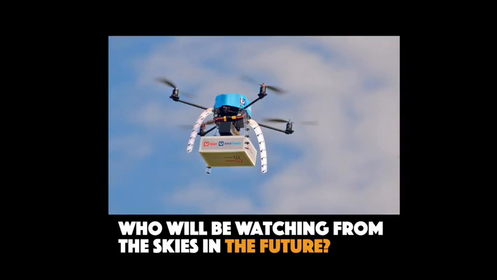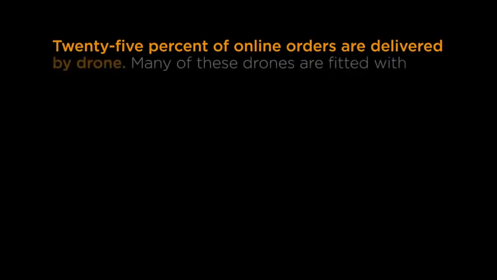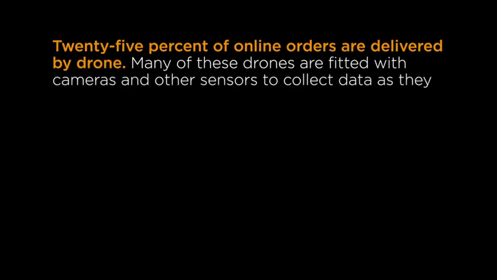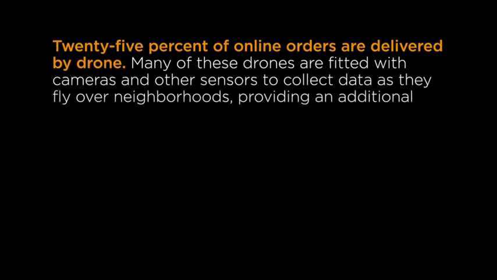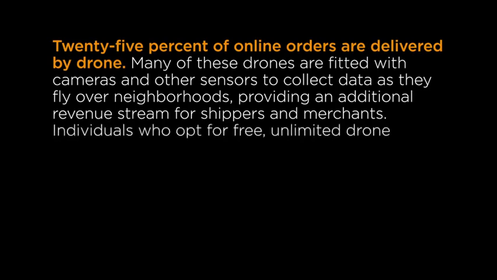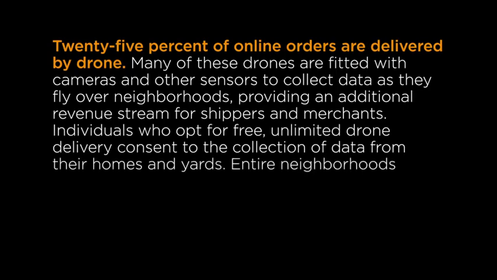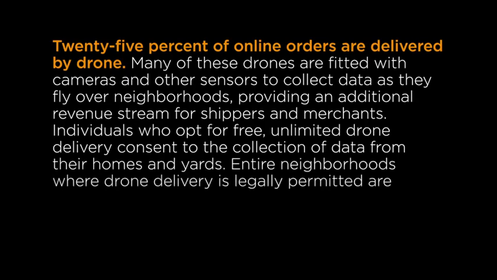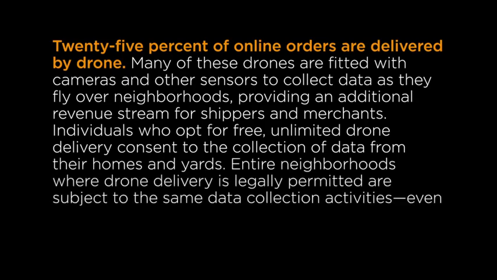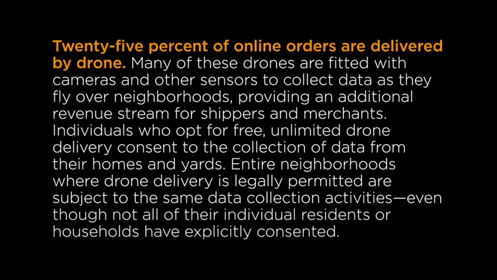Are you ready for a world in which 25% of online orders are delivered by drone? Many of these drones are fitted with cameras and other sensors to collect data as they fly over neighborhoods, providing an additional revenue stream for shippers and merchants. Individuals who opt for free, unlimited drone delivery consent to the collection of data from their homes and their yards. Entire neighborhoods where drone delivery is legally permitted are subject to the same data collection activities, even though not all of their individual residents or households have explicitly consented.